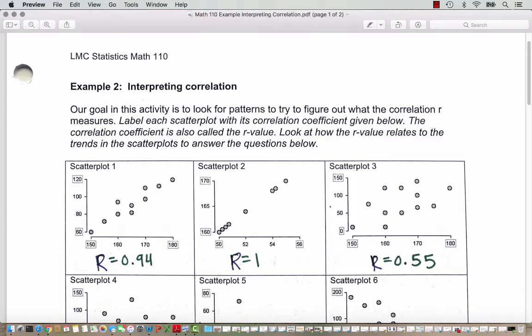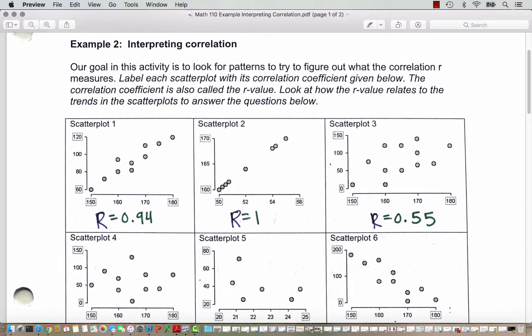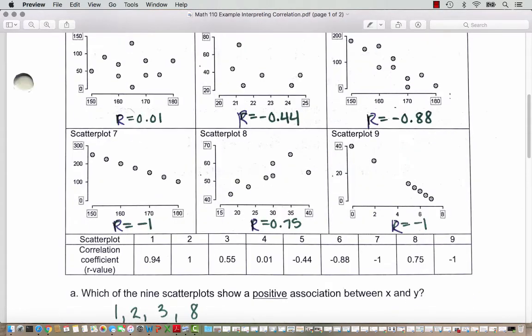So we are going to label each scatter plot with its correlation coefficient given in the table below the scatter plots. The correlation coefficient is also called the R value. So we're going to look at how the R value relates to the trends that we see in the scatter plot, and then we're going to answer the follow-up questions. So here are our 9 scatter plots, and then the correlation values are given in the table down below. So let's take a look at these.